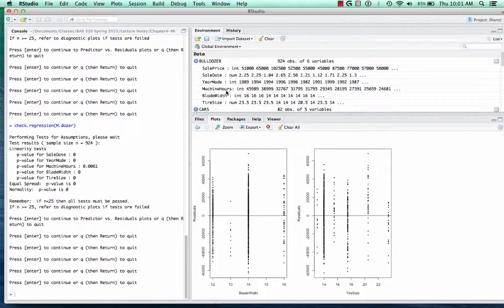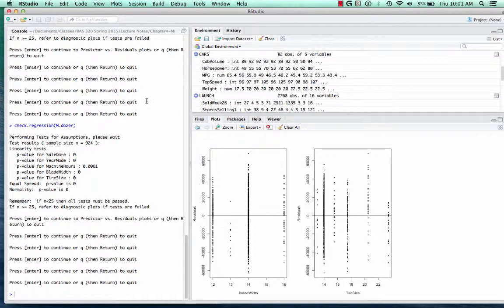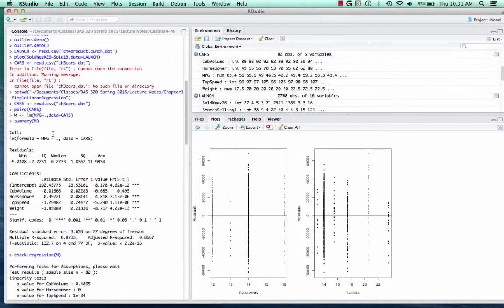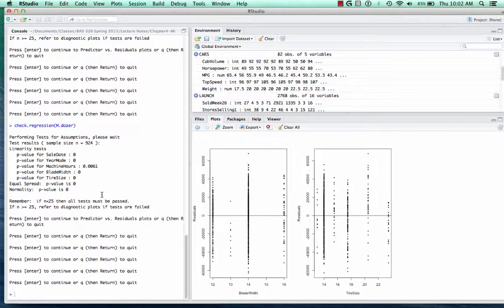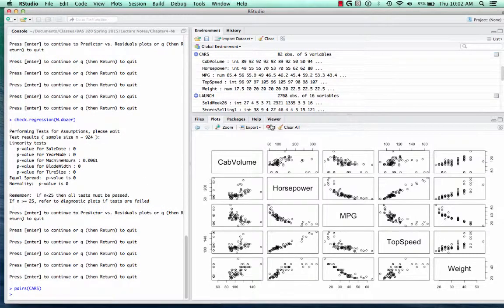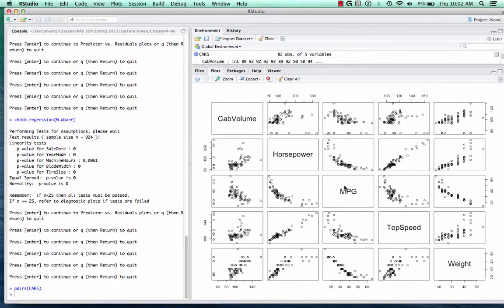Another example is with the cars data set. The cars data set is one of the Chapter 3 data sets. And what I've done previously here is I've fit a model trying to predict the fuel efficiency from all the variables in the data, the size of the car, horsepower, top speed, and weight. And if I were to look at a scatterplot matrix of this data, let's bring that up, we see that there are potentially nonlinear relationships between y, the fuel efficiency, MPG here, and maybe horsepower and top speed. I do see some sort of curvature.